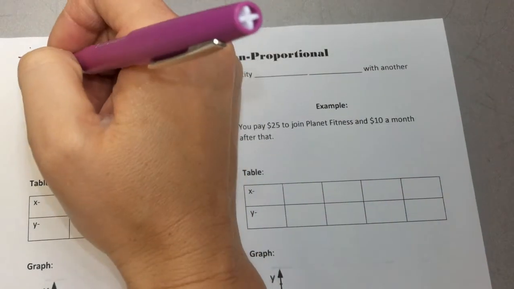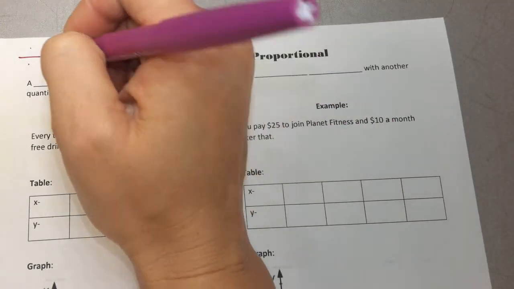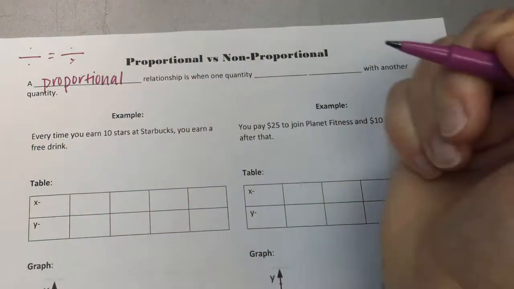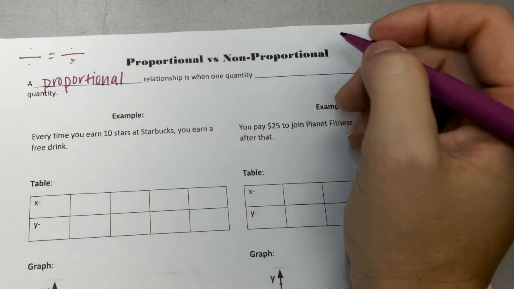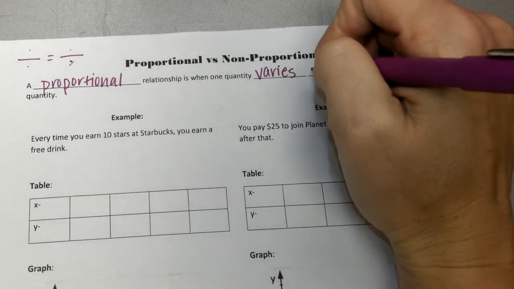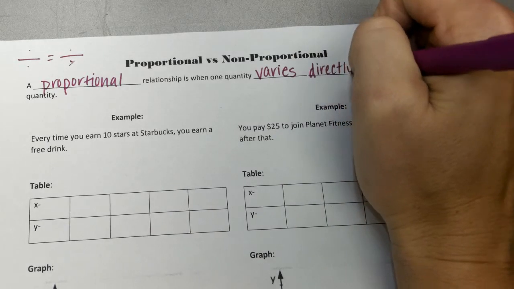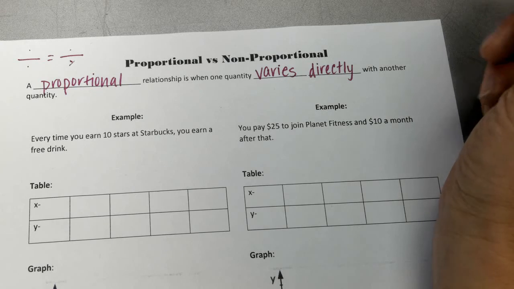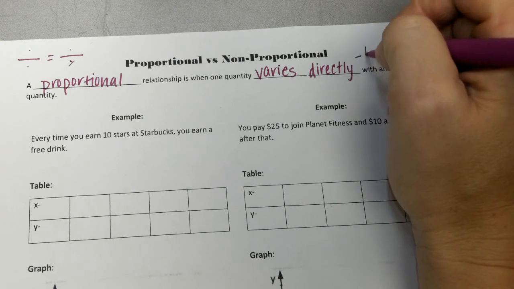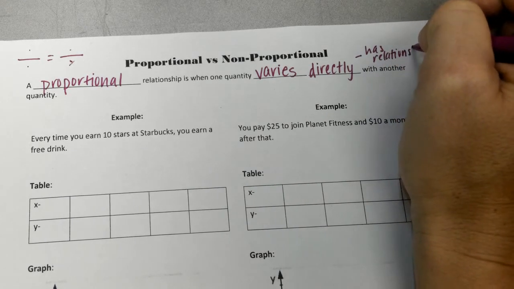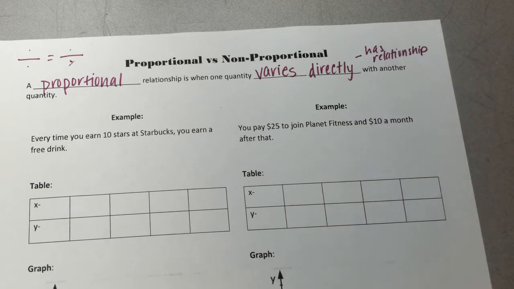We're going to talk about the difference between a proportional and non-proportional relationship. A proportional relationship is when one quantity varies directly with another quantity. So it's in proportion. It has a relationship with another quantity. So let's look at these examples.